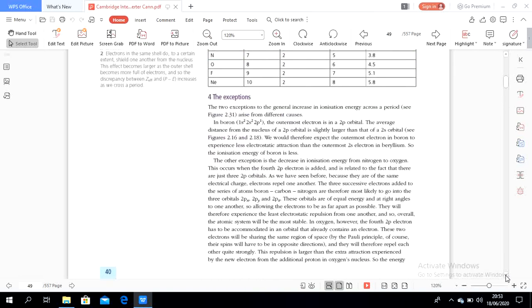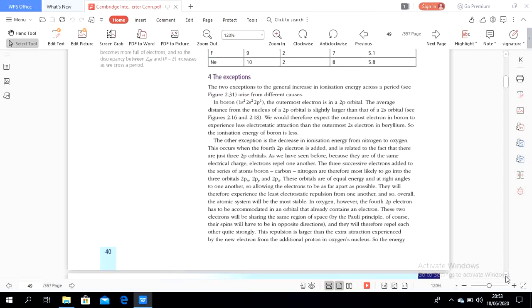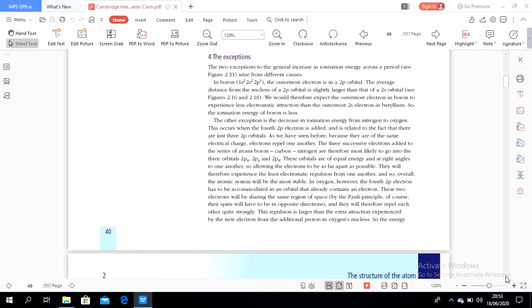And then the exceptions. There are two exceptions, as said before, between group 2 and 13, and group 15 and 16. Look at boron: two exceptions across the period. In boron, the outermost electron is in the 2p orbital. The average distance from the nucleus is larger than 2s. Therefore we would expect the outermost electron in boron to be less electrostatically attracted than the outermost electron in beryllium 2s. So the ionization energy of boron is less.